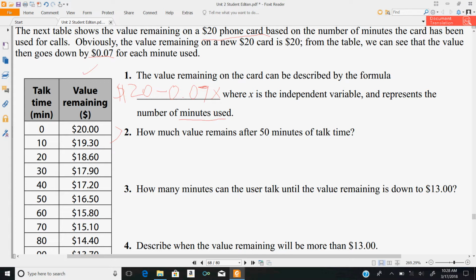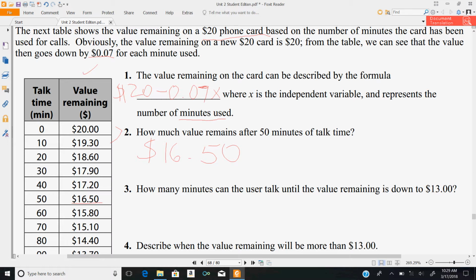The next two questions are pretty straightforward. Nobody really had problems. How much value remains after 50 minutes of talk time? After 50 minutes, we can see right in the table, we could use our formula, 50 times 0.07, subtract it from 20. But our table has already done that for us. So we can just say, after 50 minutes, $16.50 remains on the card. I'm not going to write that because my touch screen doesn't work very well, but you should write it. So where's 16.50?